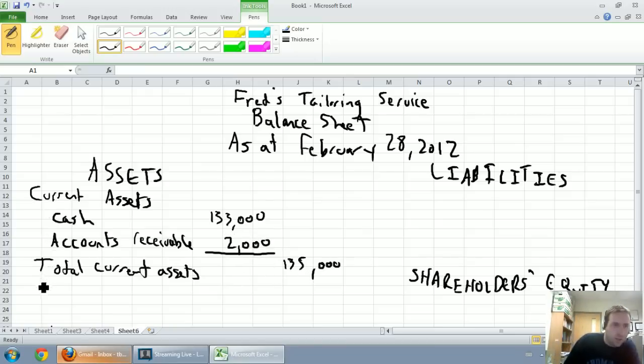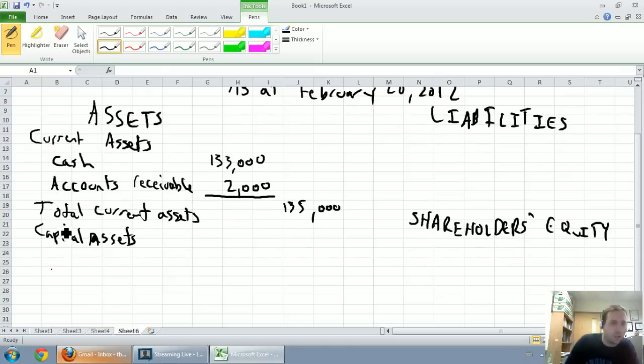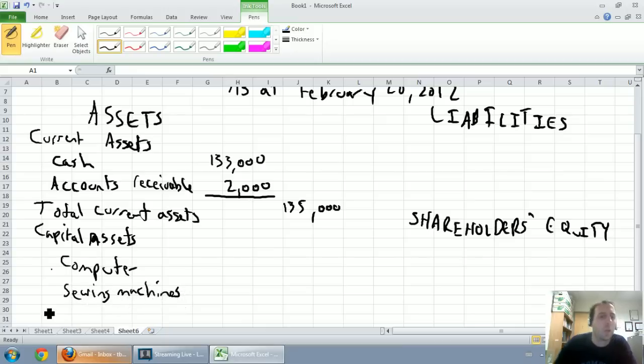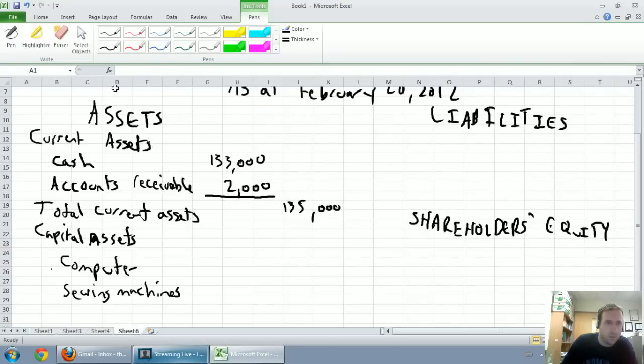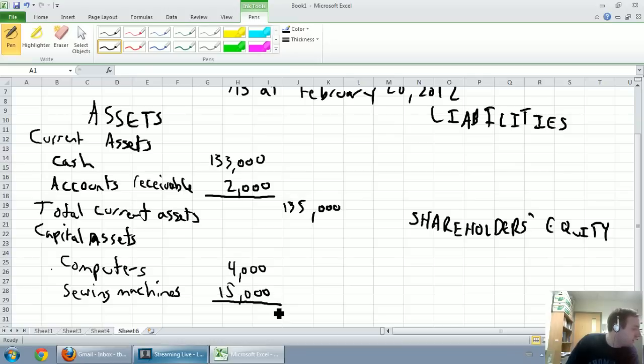We also said we have capital assets. And first is our computers, and next is going to be our sewing machines. Our computers were worth $4,000 and our sewing machines $15,000. That was computers with an S too. You always want to be consistent with what's given in the question. So our computers were 4 and our sewing machines 15. 4 plus 15 is 19.